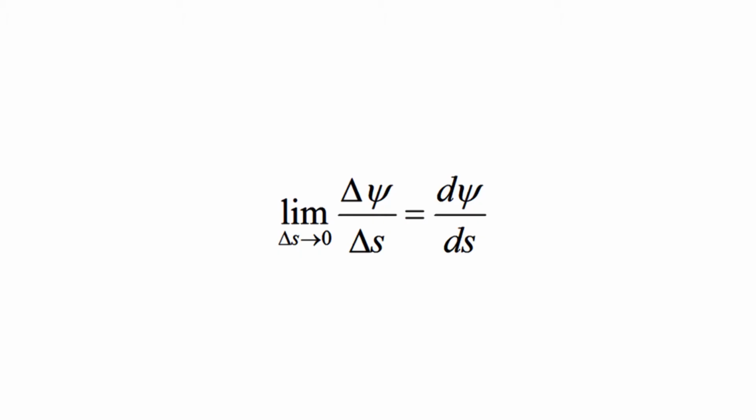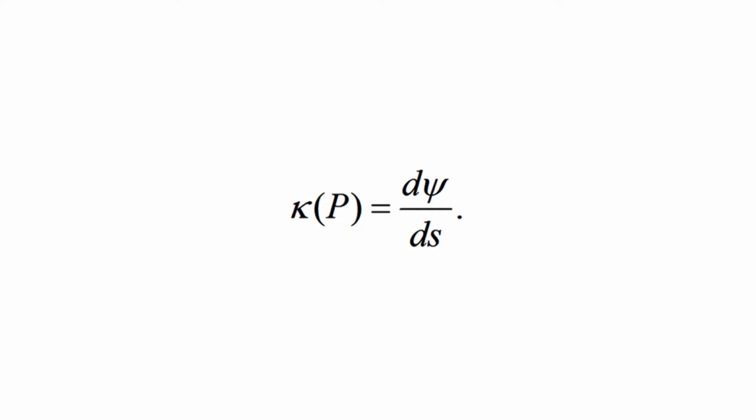We assume that the curve and the point P on that curve are chosen in such a way that the above two limits exist and have the same value. The common value, denoted by limit delta S approaches 0 of the ratio delta psi by delta S, which is equal to d psi by ds, is called the curvature of the curve at the point P. The Greek letter kappa is used to denote the curvature. As the curvature depends on the point on the curve, we express it as a function of the point on the curve. Thus, kappa of P is equal to d psi by ds.